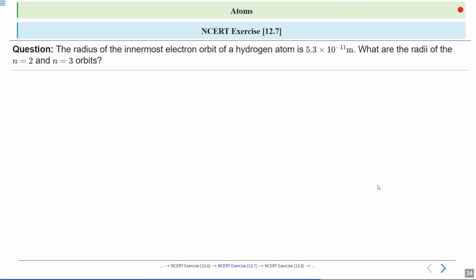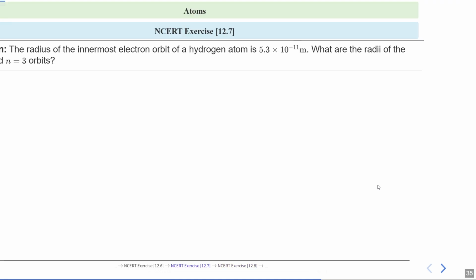This type of problem tests your understanding of the Bohr model of atoms, where electrons move in fixed orbits around the nucleus. Notice how the radius of each orbit depends on the principal quantum number n. In the Bohr model, the formula for the radius is Rn equal to n square r1, where r1 is the radius of the first orbit.